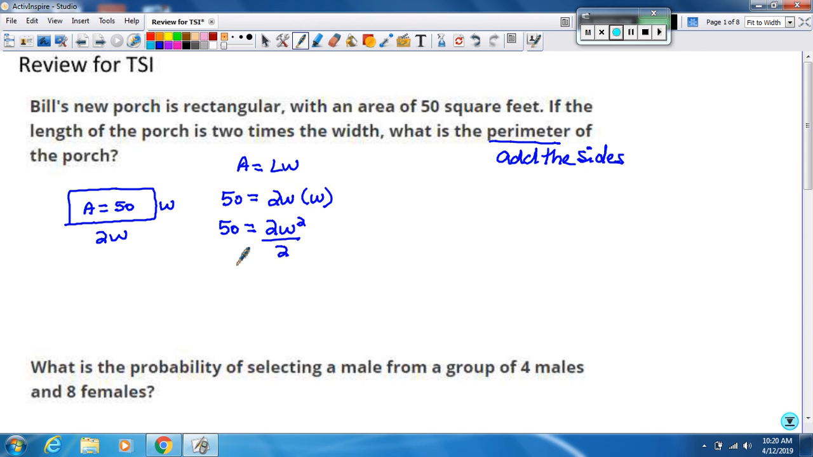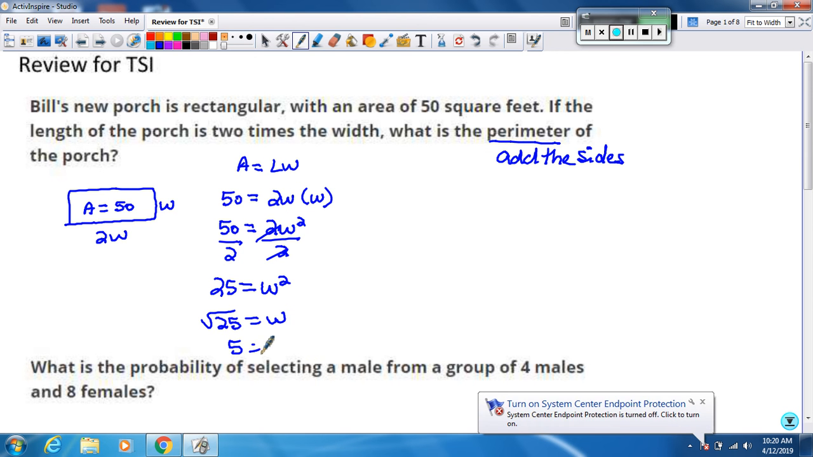Divide both sides by 2. 50 divided by 2 is 25. Top cancels with bottom. To get rid of a square, you do the opposite. You take the square root. So we've got to take the square root of 25 to get W. So the width is 5.